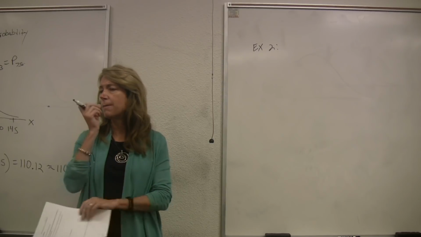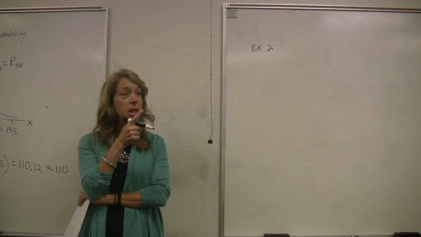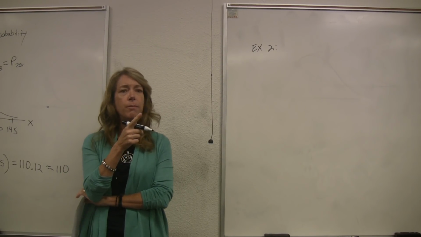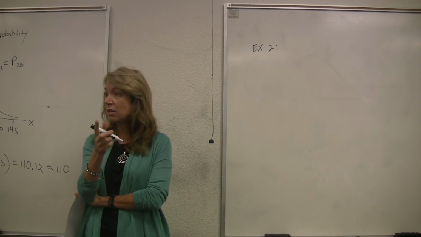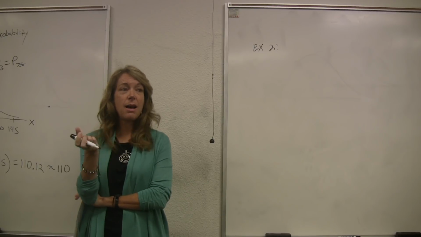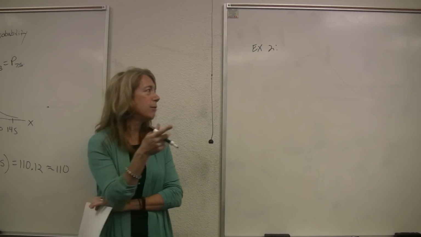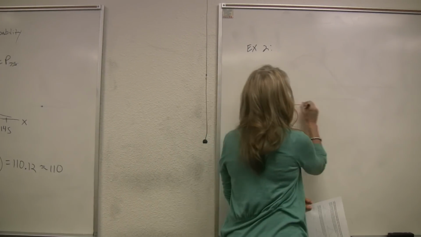What do you think we should do? We're going to need inverse norm. Why do you think we need inverse norm? They gave us the percent, the 99%. So that's our hint that we're going to need inverse norm. We have to draw a picture. I want to draw a picture first so I know what I'm looking for. So I'm going to draw the picture.